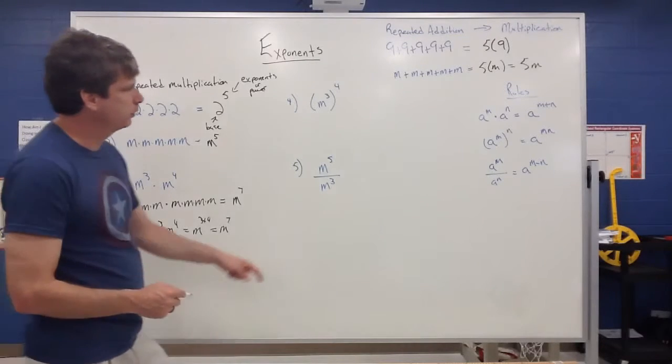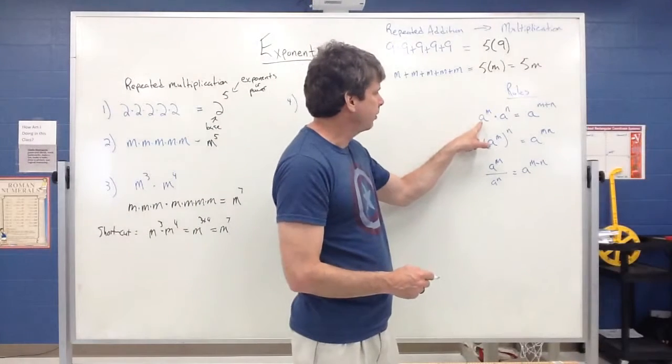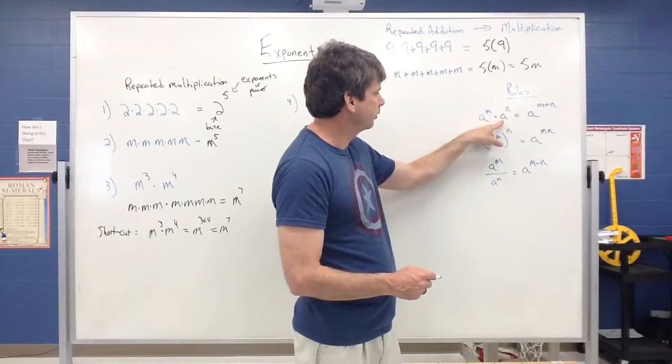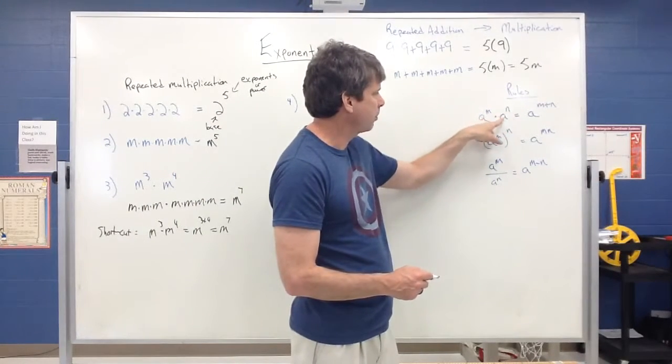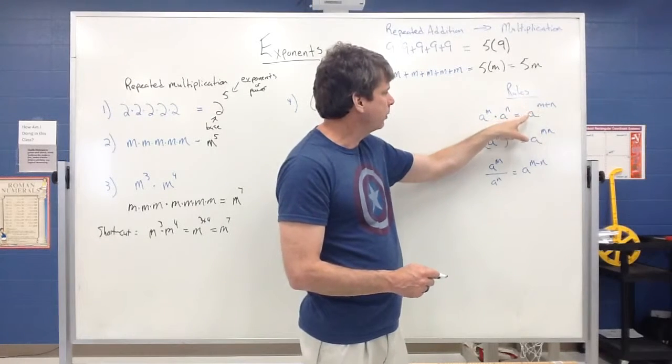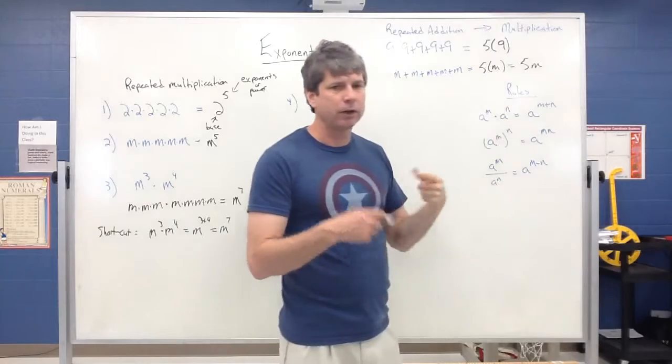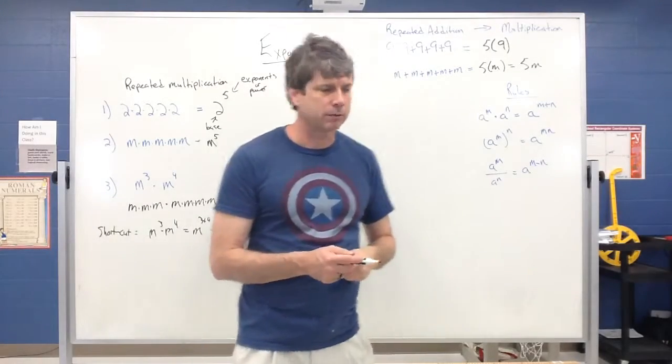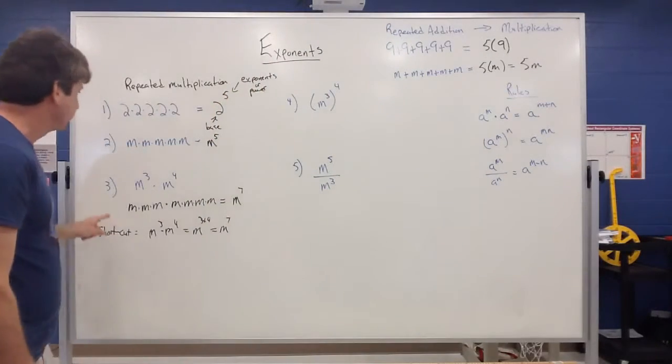So one of our rules is if we have something raised to an exponent times the same thing raised to an exponent, in other words, if our bases are the same, to simplify that, all we have to do is add our exponents together, and that's going to put it in what we call simplest terms. So let's look at our next example.